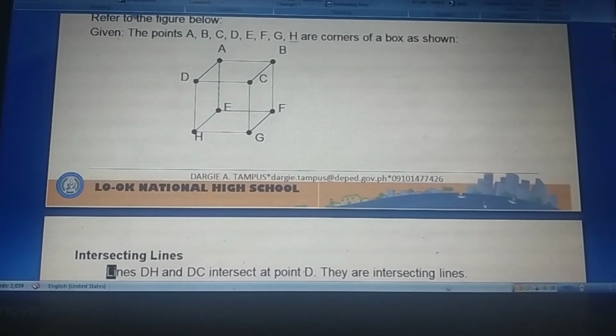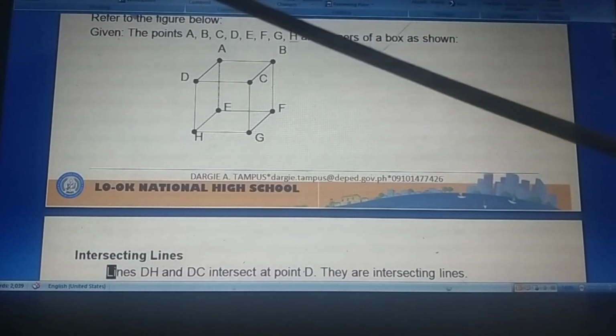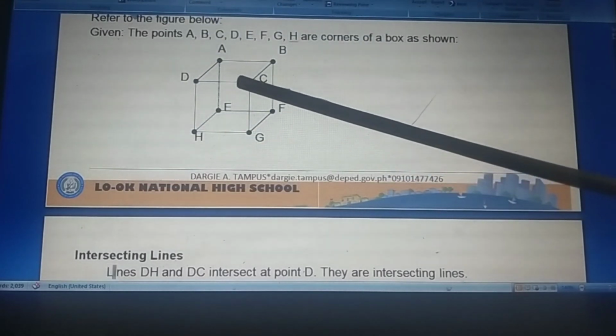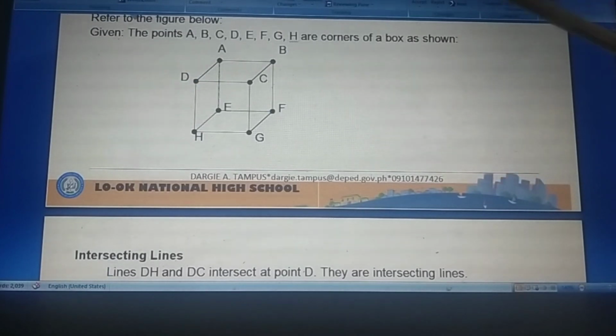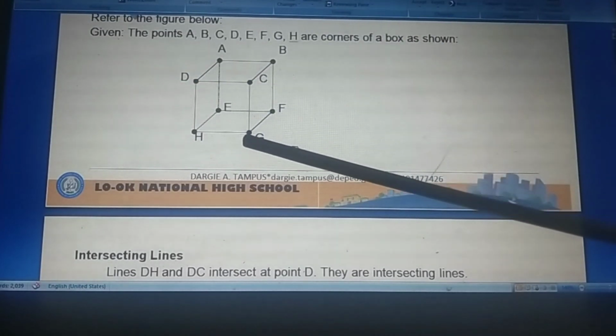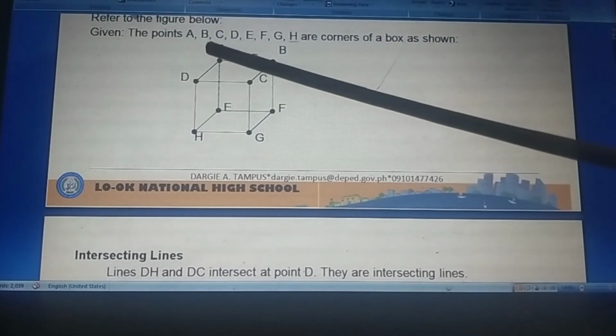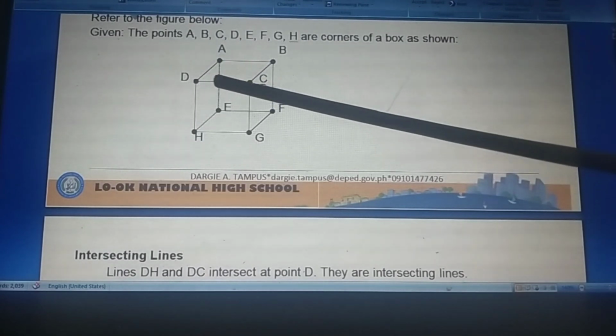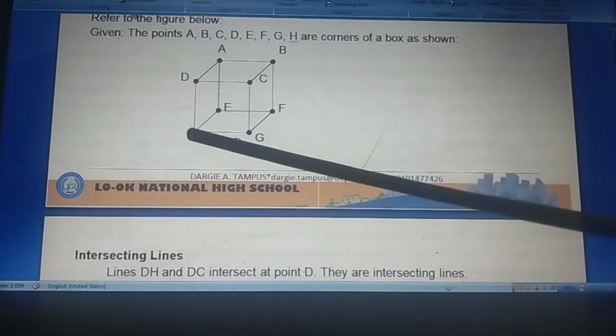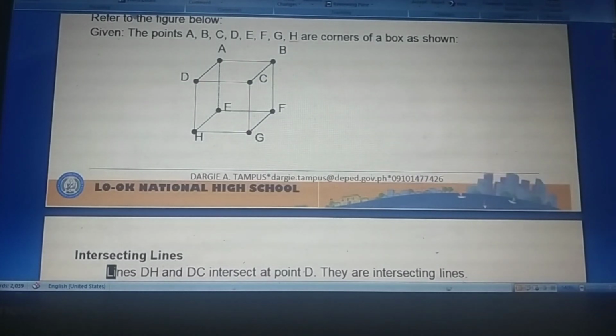Given the points A, B, C, D, E, F, G, H are corners of a box as shown, let us identify some geometric terms on lines. First, intersecting lines. Lines DH and DC intersect at D. Lines CG and GF intersect at G. Next, parallel lines. Lines AB is parallel with DC. Lines DH is parallel with CG.